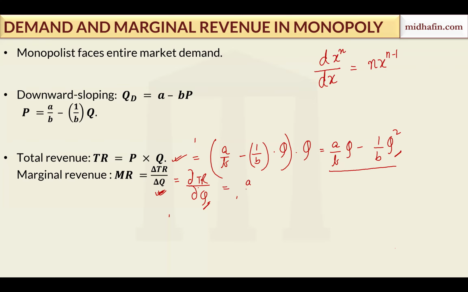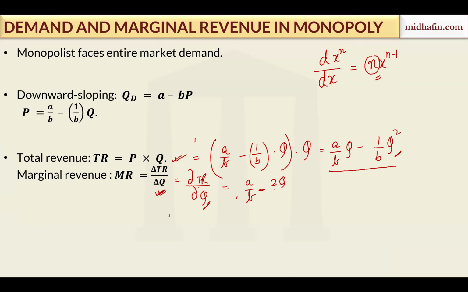1. So this will become a over b. And differentiation of q square is how much? If you apply this formula, in the power you have n minus 1, which means 2 minus 1. So 2 minus 1 is 1, which means q will be raised to the power 1, and this n will be multiplied. So 2 will be multiplied over here. So basically d/dq of q square is nothing but 2q. So that is why you have a 2q over here, minus 2q.